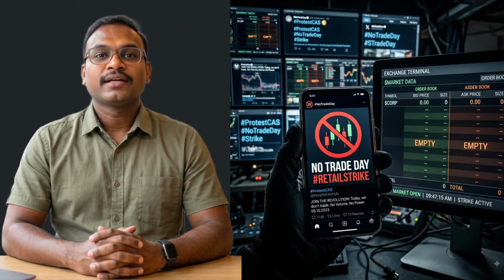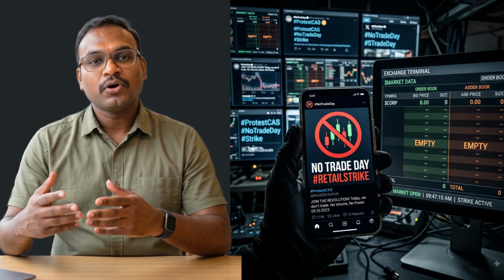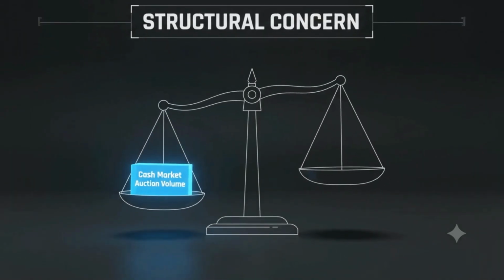Retail traders organized a no trade day boycott campaign for August 12th, 2026, with thousands posting screenshots of empty order books to protest CAS, alongside broader complaints about frequent rule changes and high transaction taxes. A genuine structural concern behind all this.